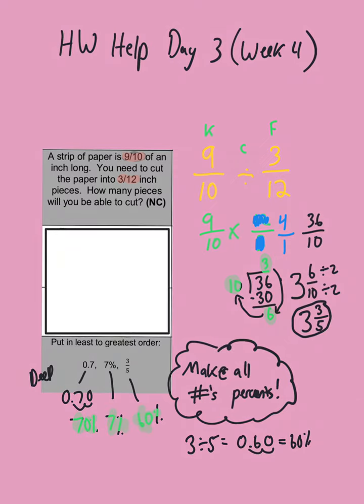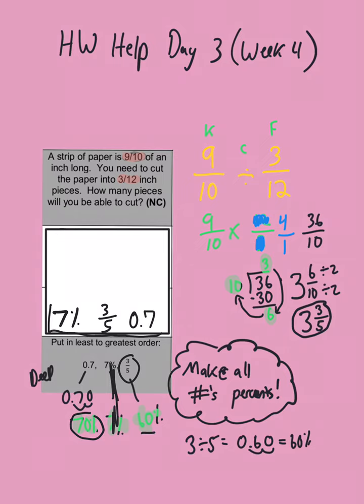Now that they're all percents, it should be easy to put these numbers in least to greatest order. So when I'm looking at them, I see that 7% is smallest, so that means my lowest one is 7%. I see 60% is next, so that means 3/5 is second. And I see 70% is biggest, so that means 0.7 is biggest. So right here is my answer in least to greatest order.